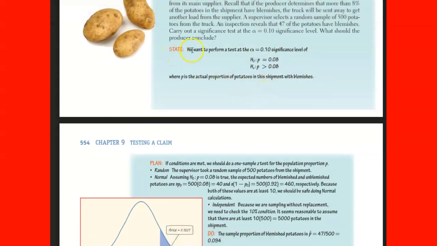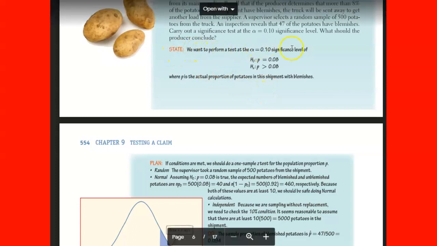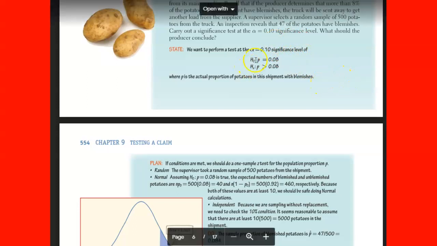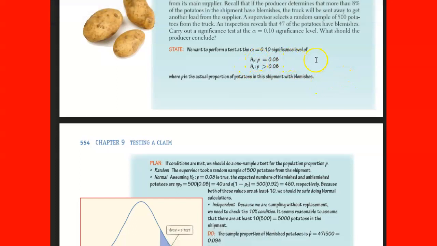So state: we want to perform a test at the alpha equals 10% significance level. Again, if the problem doesn't tell you what the significance level is, you're going to use 5%. The null hypothesis is, hey, p is really 8%. That truckload of potatoes is really only 8% blemished. We believe them. But our suspicion, our alternate hypothesis, is that p is bigger than 8%. Hey, what was p again? Oh yeah, p is the actual proportion of blemished potatoes.